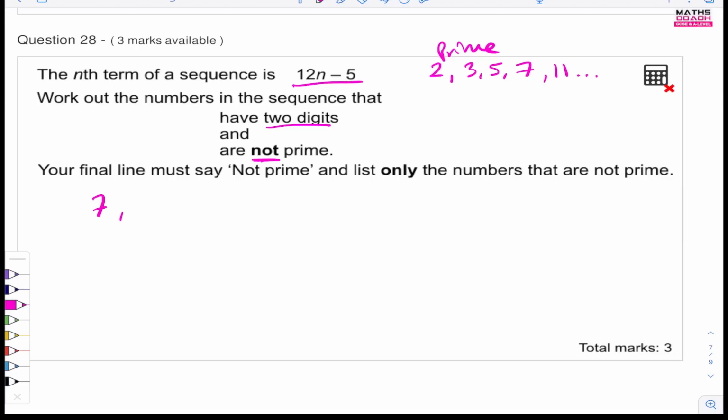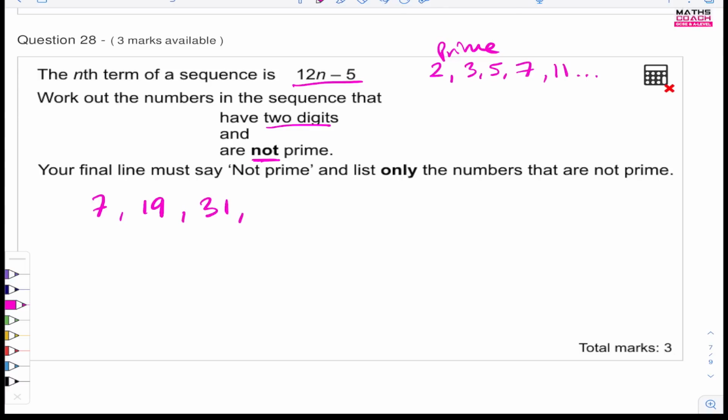Well, it's not 2, but the second term. Okay, so 12 times n, which is 2. So 12 times 2 is 24, and we take away 5. And 24 take away 5 is 19. So 19 is our number. But once again, 19 is also a prime number. Okay, bear that in mind. So we can't have 19 either. Now, we also can't have 7, by the way, I should mention. It's because 7 doesn't have 2 digits. And we want to have numbers in the sequence that have 2 digits as well. Okay, so bear that in mind.